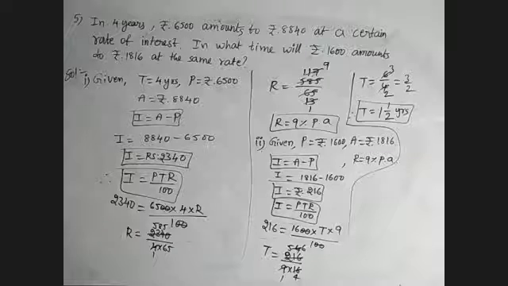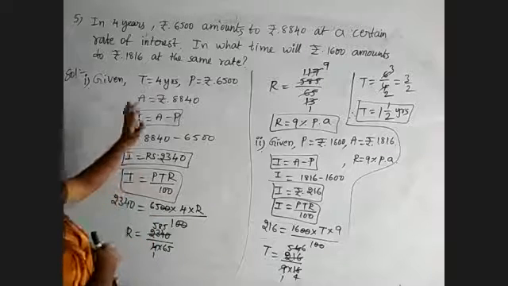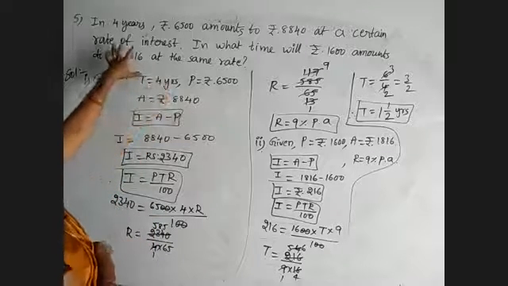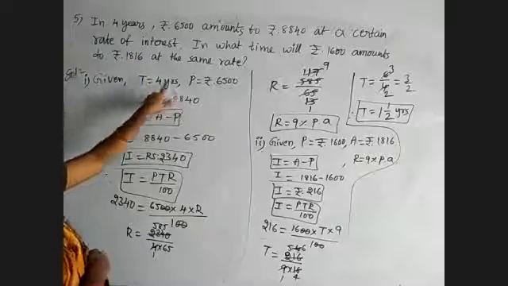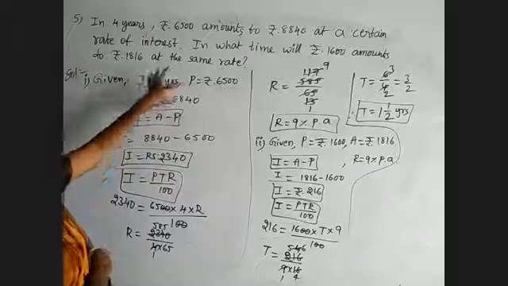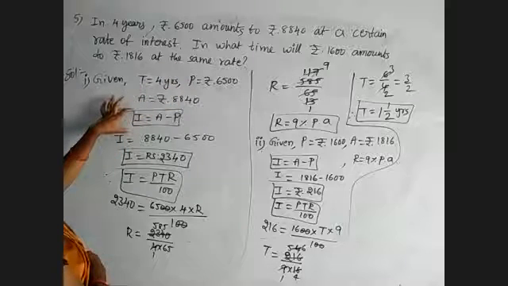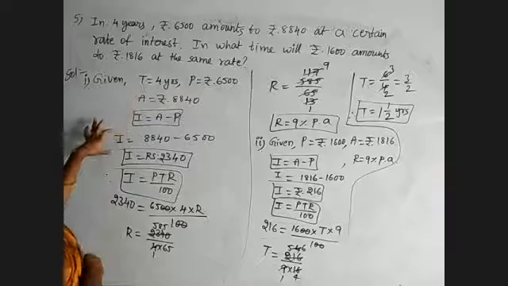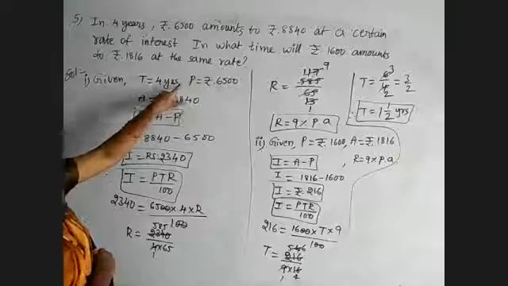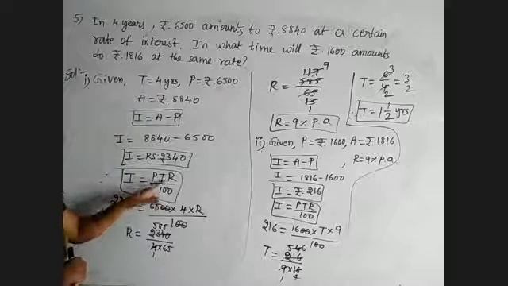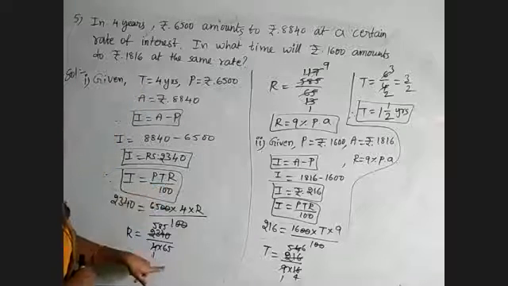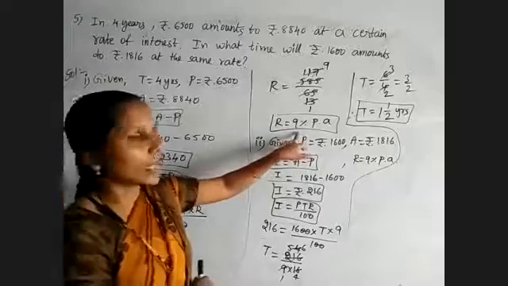So once again, observe the question properly. Here also two questions are given, and for the first condition we need to find out the R value because T and principal amount are given. So when principal and amount are given, indirectly we can find out the I value. After getting the I value, I, P, T, these three values are there. So from this formula we can find out the R value. Doing so we got R equal to 9% per annum.